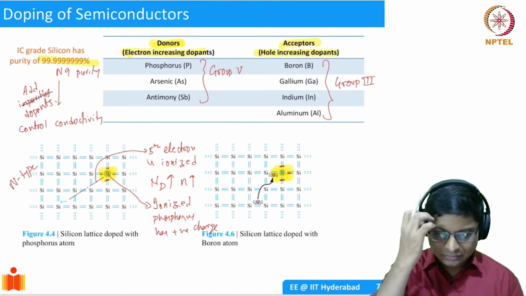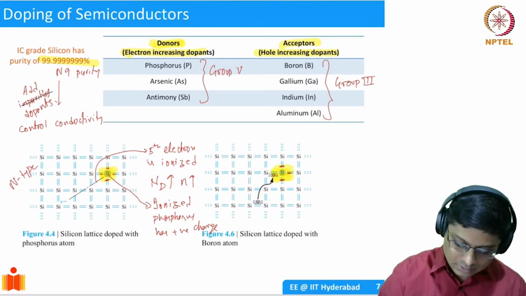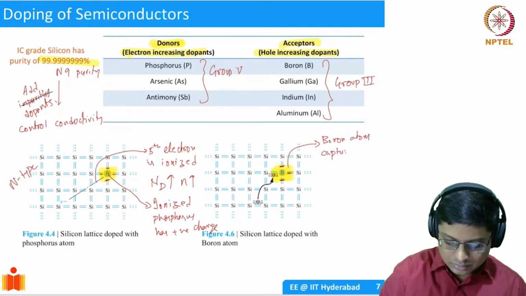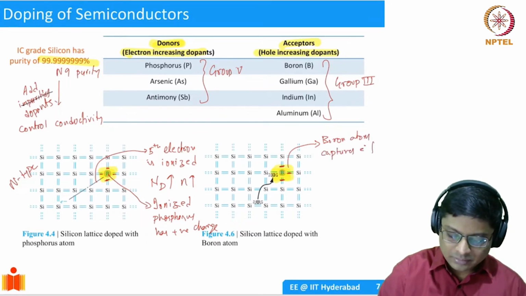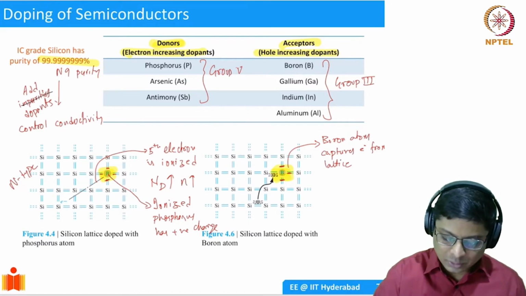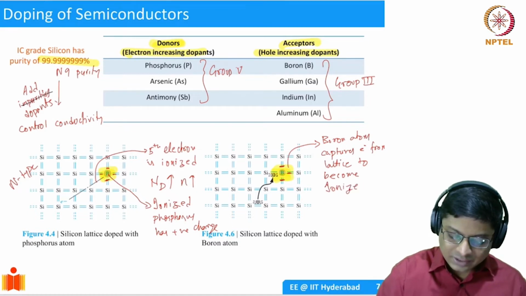Okay, so the boron atom captures an electron from the lattice. Okay, and this process is called ionization. Basically, it becomes an ionized acceptor. We call this Na.